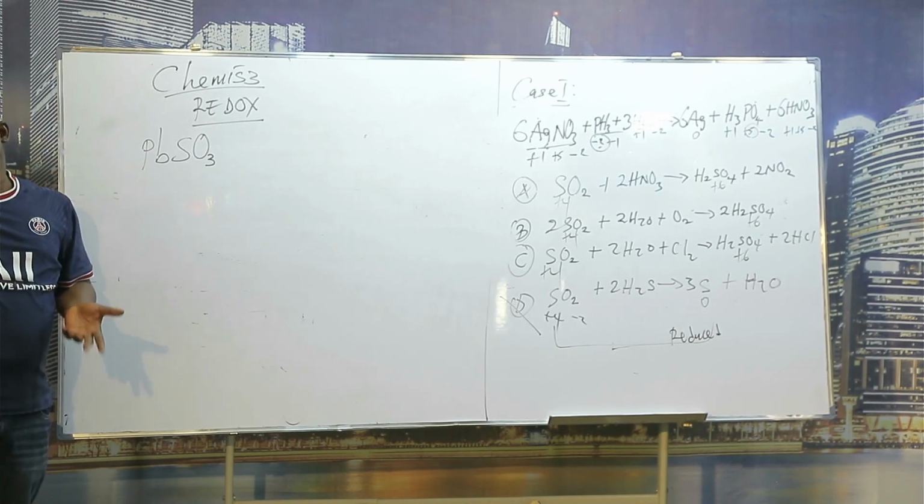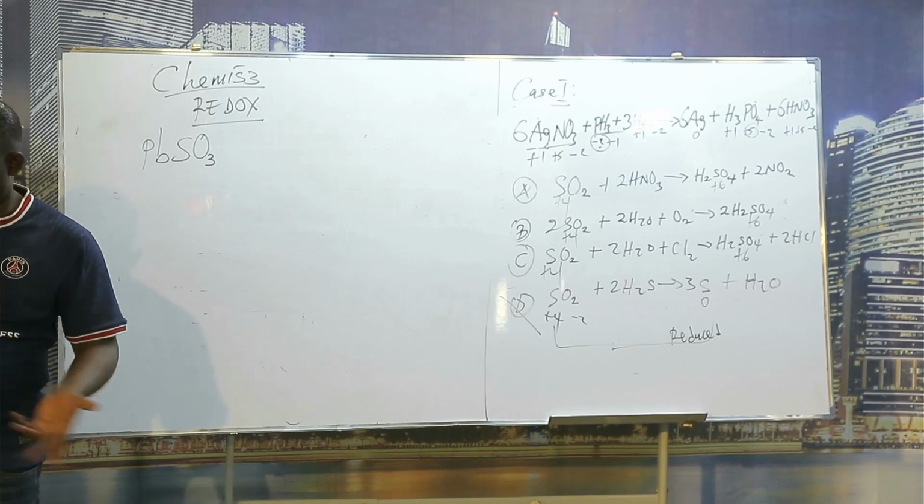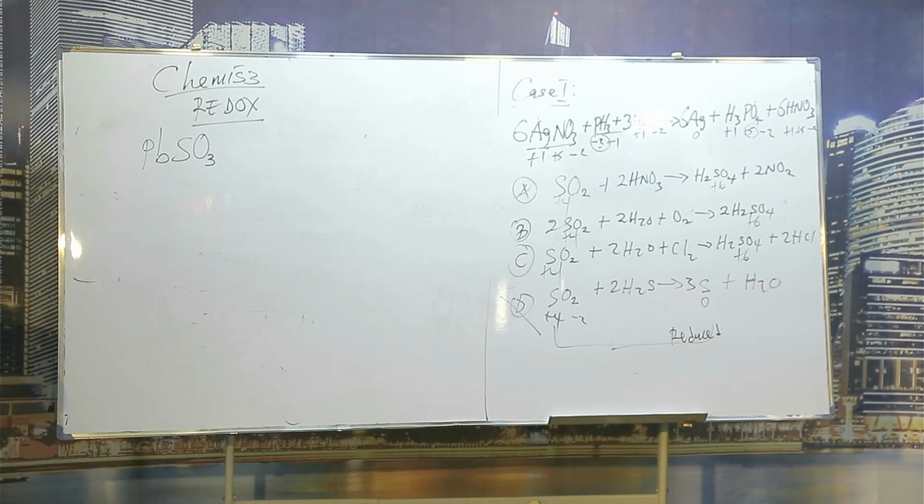Of course, you should know that oxygen will always be minus 2. It's very simple to find sulfur now. Sulfur is what? Plus 4. How can you name the compound? Lead 2 trioxosulfate 4.